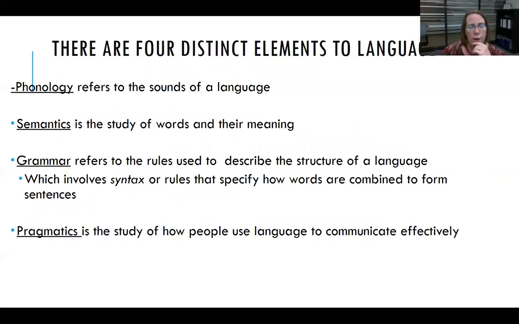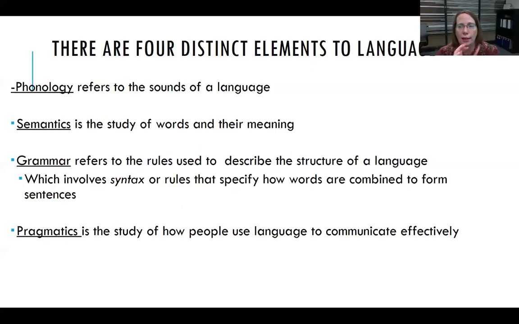Okay, there are 4 distinct elements to language. One is phonology, which refers to the sounds of a language. So again, phonology would be something like that tone that I was referring to earlier. Semantics is the study of words and their meaning. Grammar refers to the rules used to describe the structure of a language, which involves syntax or rules that specify how words are combined to form sentences.